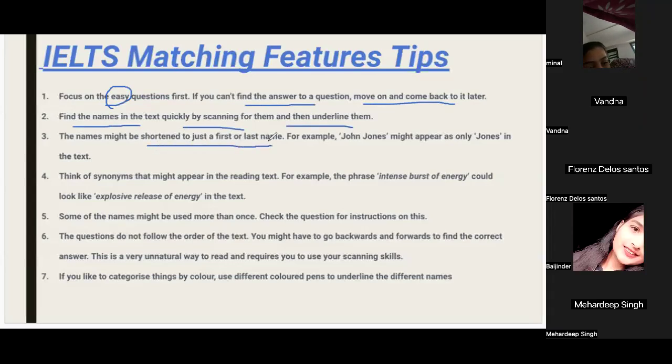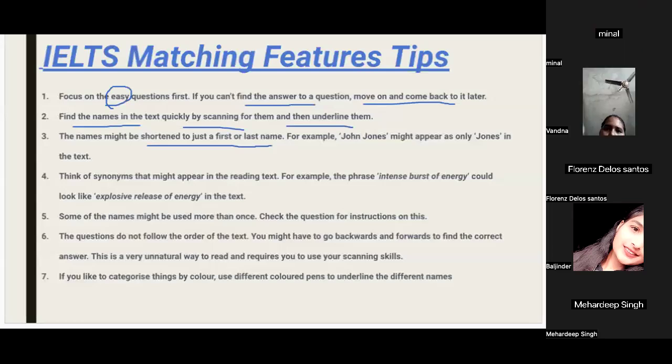That means the names can be shortened to just the first or last name, right? So you can just find out. For example, John Jones might appear as only Jones in the text. You may not be given the full name. It can be the last name or it can be the first name. So try to find out. It's not that if it is short, you are not able to find it. Find it properly. Okay?